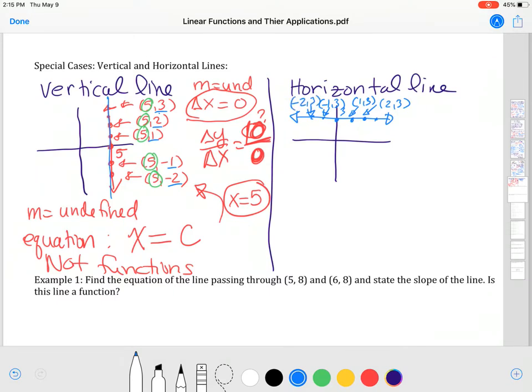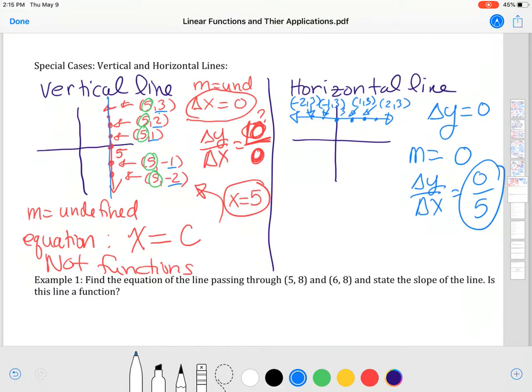Notice what stays the same here is the y value. It's always 3. So for a horizontal line, my change in y is 0. There's no change. And we said the slope for a horizontal line is 0. And that's because when we look at the change in y over the change in x, the change in y would be 0. And it doesn't matter what's on the bottom. Let's say the change in x is 5. It doesn't matter what the bottom is. If the top is 0, 0 divided by any number is 0.